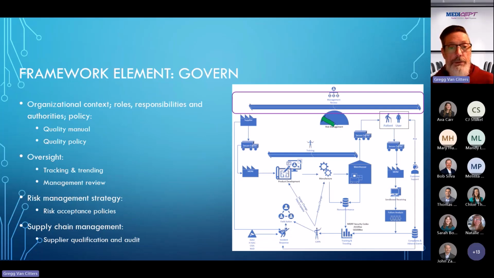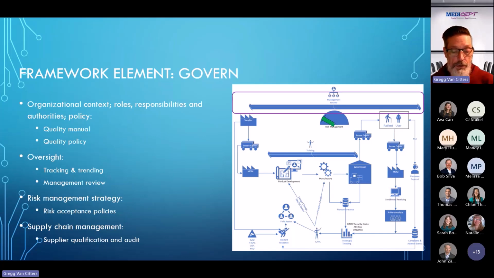The first element is govern. Governance includes all the management responsibilities that we're familiar with in an ISO 13485 compliant quality management system. You have a quality manual and quality policy. Your organization's manual and policy should address security as well as safety. We want to make safe and effective medical devices, but they should also be secure.